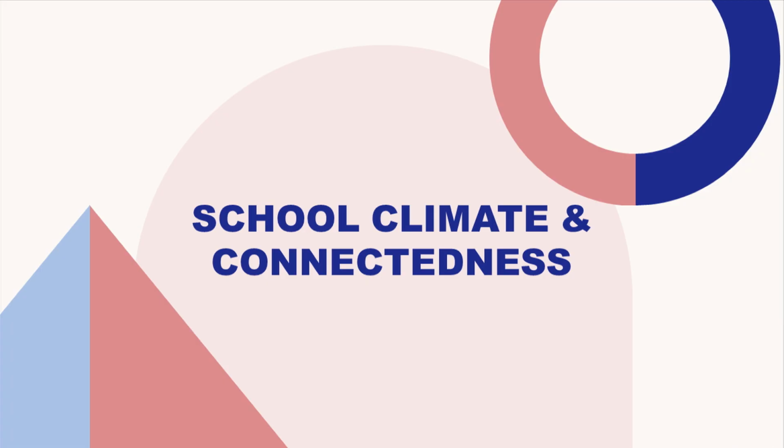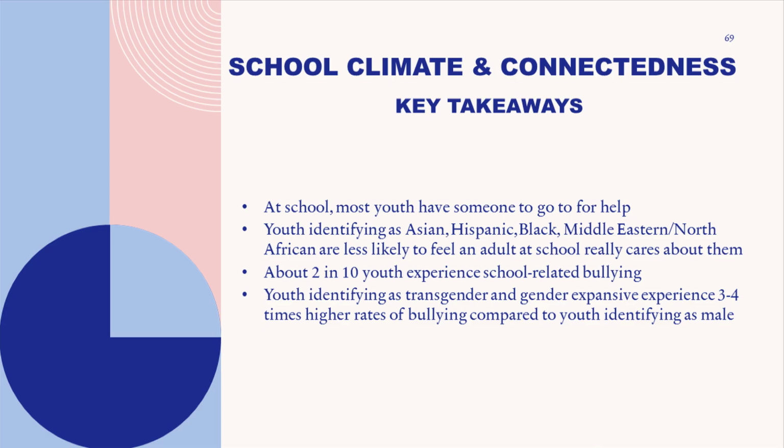So now we're going to switch to describing some of the data related to school climate and connectedness. The school climate and school connectedness data shared will show these 4 key takeaways. Within schools, most youth feel like they have someone that they can go to for help. Many youth of color are less likely to feel that an adult at school really cares about them. In schools, about 2 in 10 youth experience bullying. Youth who identify as transgender and gender expansive experience higher rates of bullying compared to youth who identify as male.